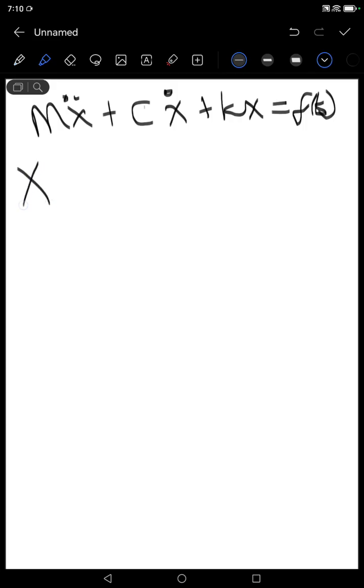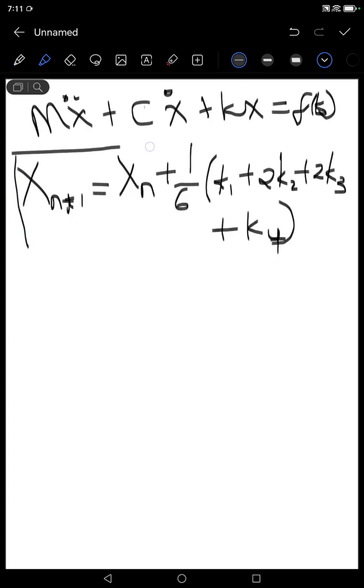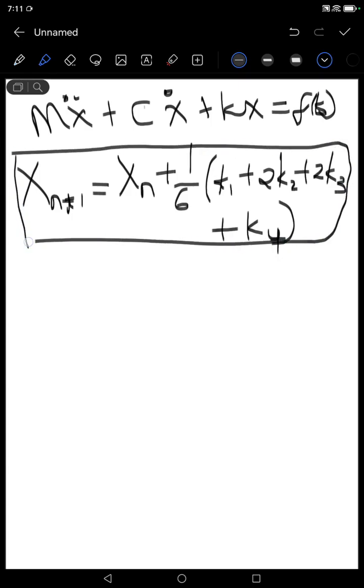So it's going to be x n plus 1 equals x n plus 1 over 6 into k1 plus 2k2 plus 2k3 plus k4. So at the end, we want to determine the response. We want to determine this at the end while we are given this type of equation.